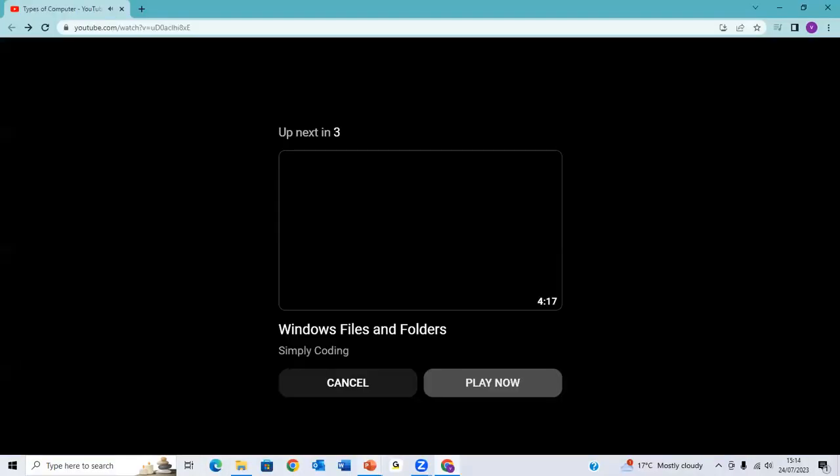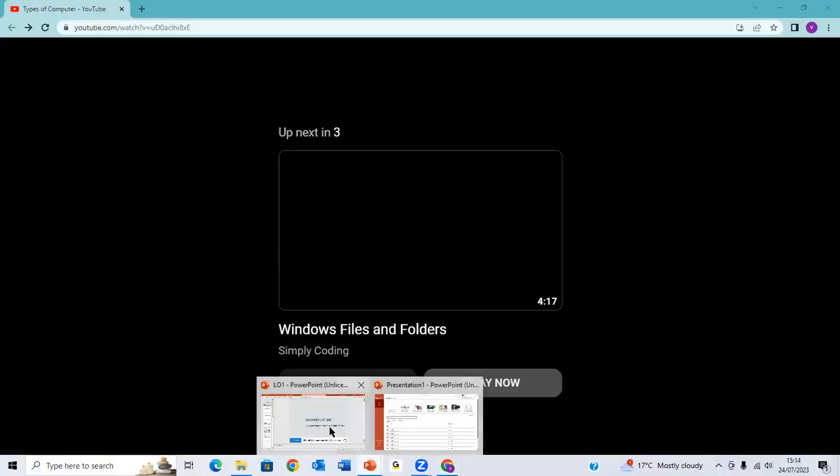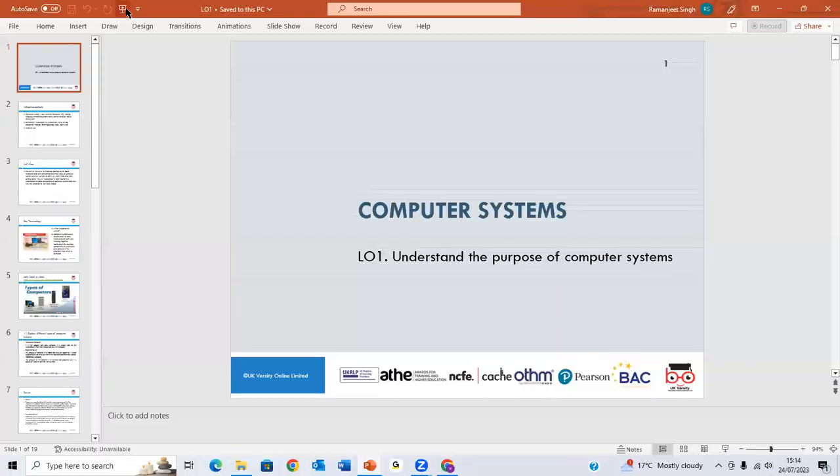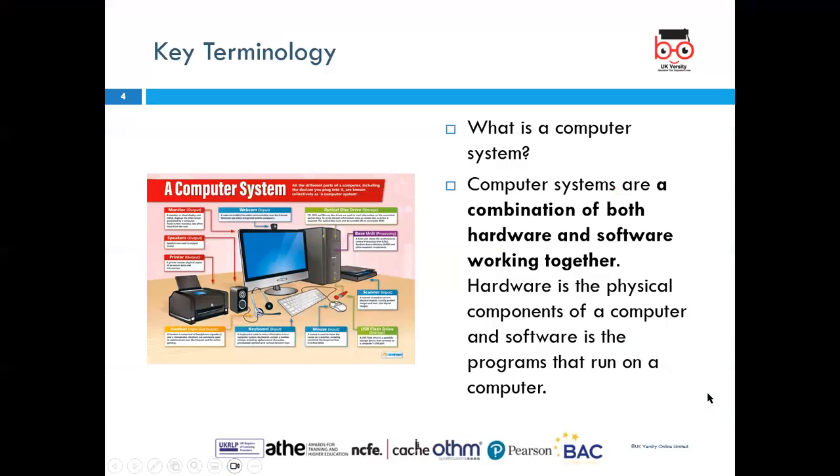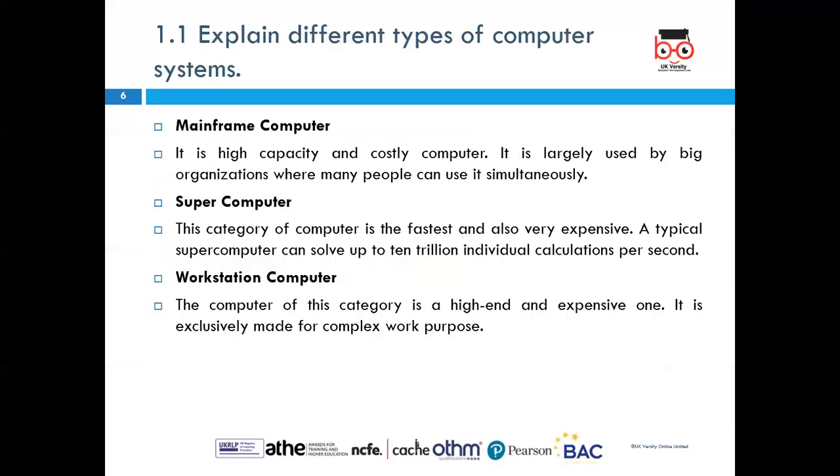So that video gave a brief understanding of what we will cover today. Yeah, the video introduced the types of computers that we can find out there.